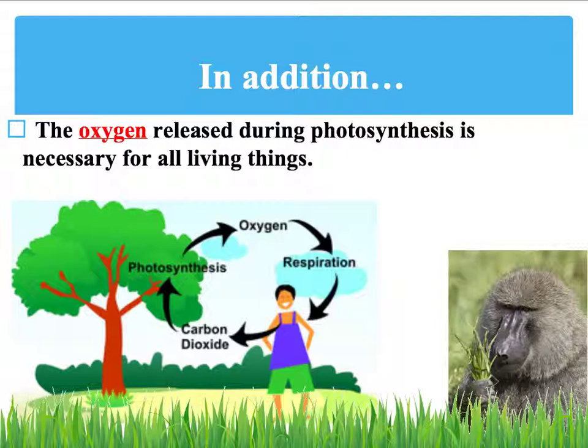In addition, the oxygen we breathe comes from plants. Through photosynthesis, plants take energy from the sun, carbon dioxide from the air, and water and minerals from the soil. Then they give off water and oxygen. Animals and other non-producers take part in this cycle through respiration.